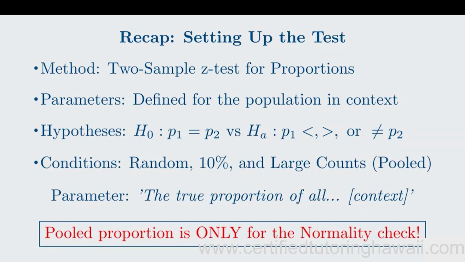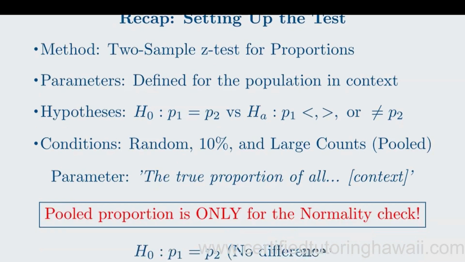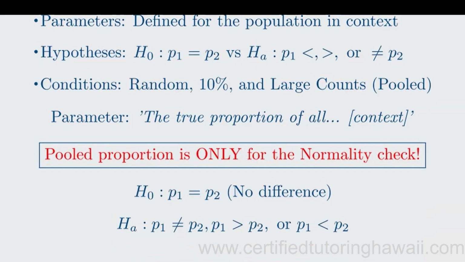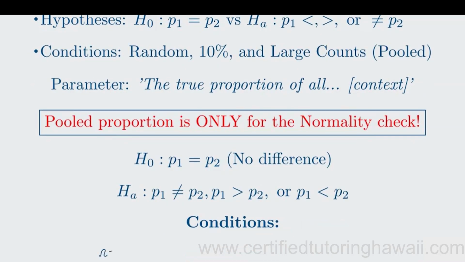Third, in your hypothesis statements, the null hypothesis always assumes no difference, which we can write as p1 equals p2. The alternative hypothesis depends on the specific question asked in the prompt. Finally, you must justify your test by checking the 3 conditions. Use the combined or pooled proportion for the normality check to stay consistent with the assumption that the null hypothesis is true.